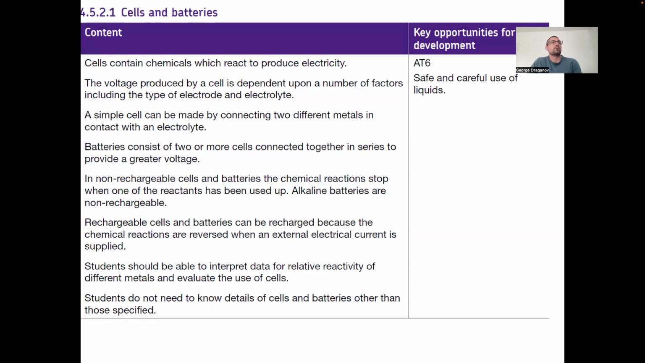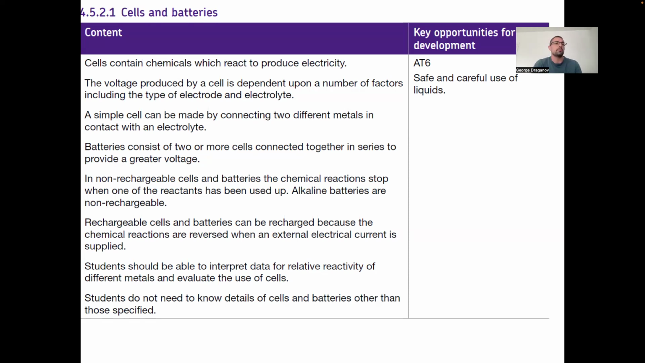A cell can be made from two different metals in contact with an electrolyte, like you will see on the next slide. And a battery is when you have two or more cells connected together in series. And that gives you a greater voltage. Then we move on to non-rechargeable and rechargeable batteries. So these are just factual things. You need to know what it is.